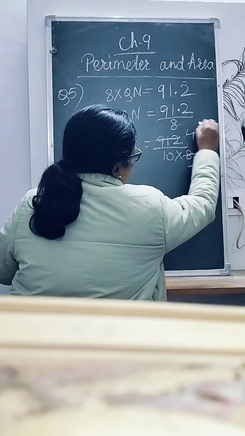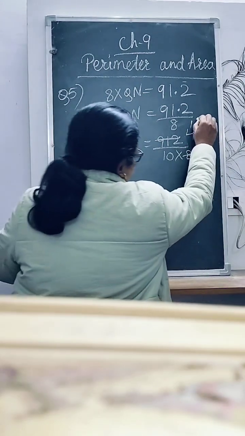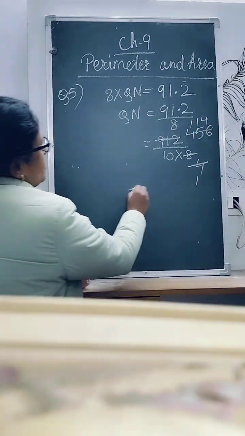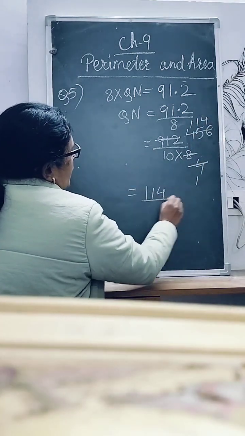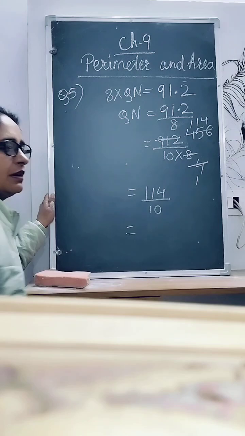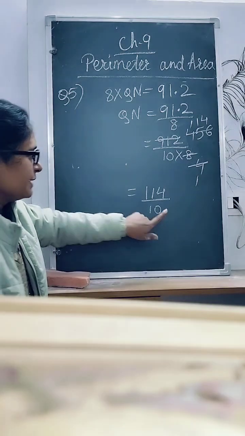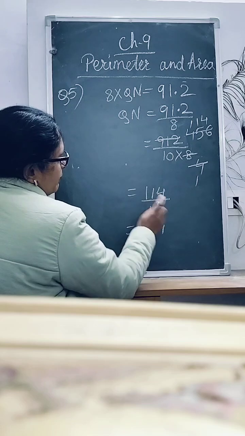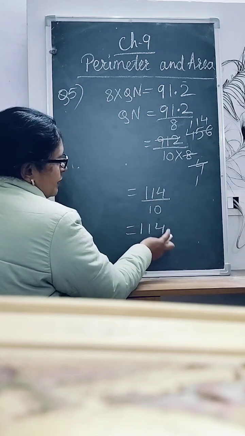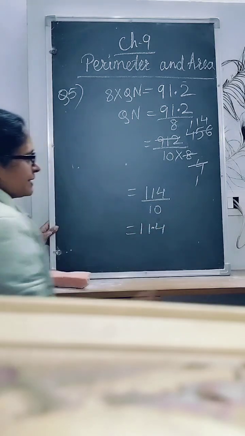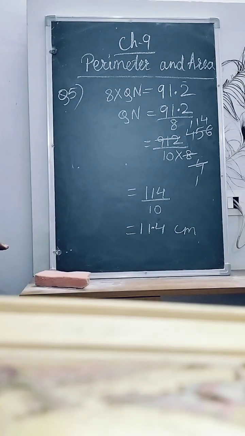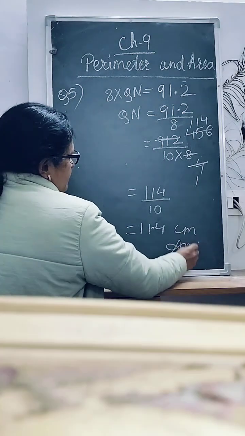4 1s are 4. 4 1s are 4. Again 4 1s are 4. 4 4s are 16. So what we get? Upon 10. Now we are having only 1 0. So 11. We will write down the same number. How many digits? 0 1 0. 1. So we will place the decimal here. 11.4 is your answer.